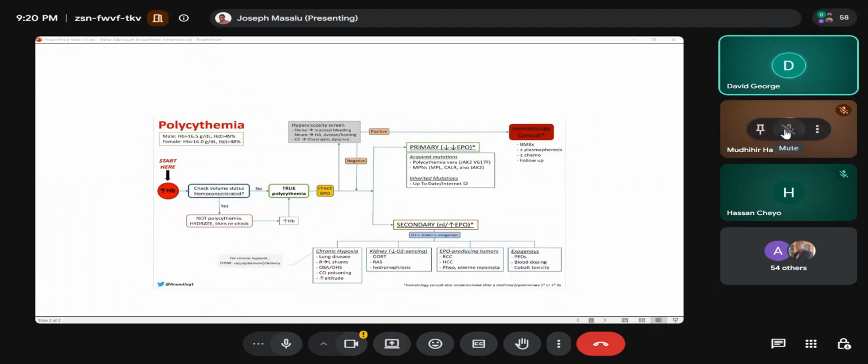false polycythemia. It's true polycythemia, because we, at least clinically, although Mudhir did not talk very much about whether this patient had any reason to suspect volume loss, we did not see that. The uric acid was probably one of the things explaining increased red cell turnover.